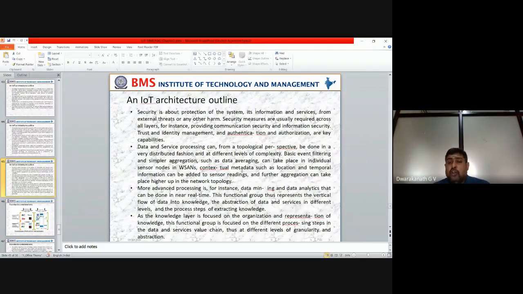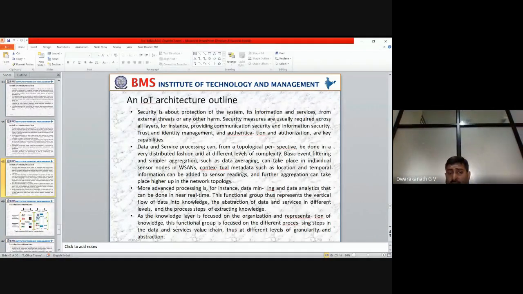Security measures are usually required across all layers, for instance providing communication security and information security. Trust and identity management, authentication and authorization are the key capabilities. Always, when you go with free things, the big things, whenever you go with free things, it's always open.